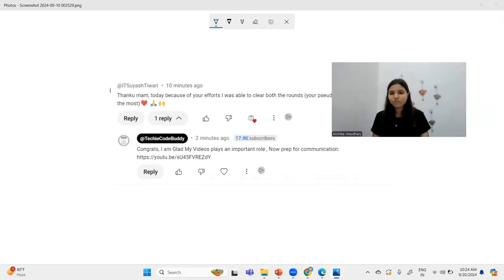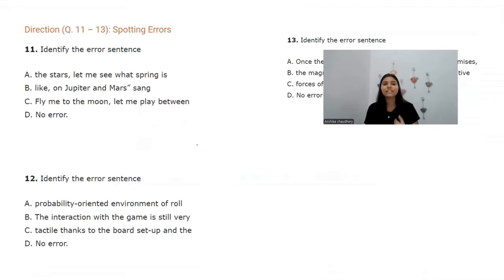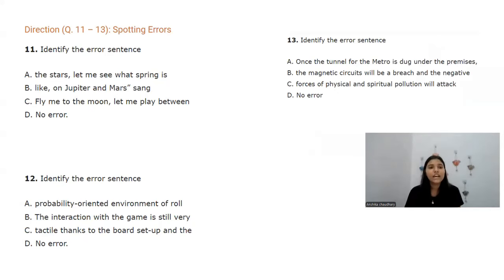Okay, so let's move on to the next question. Find out the errors. Identify the error in this sentence. There are multiple sentences and they are basically forming a paragraph. Here: the stars, let me see what spring is like on Jupiter and Mars, sang fly me to the moon, let me play between. These lines are taken from a particular paragraph.